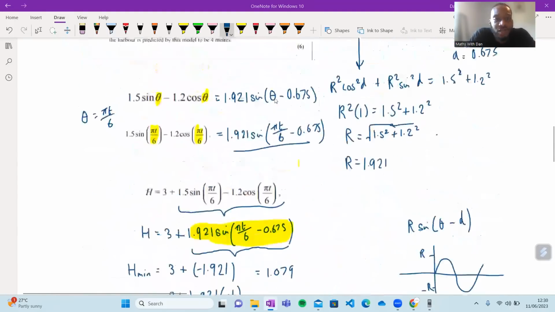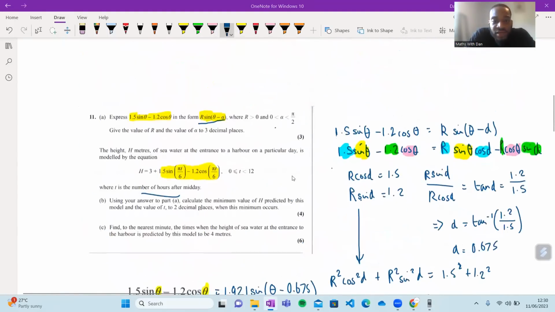So how many marks is this altogether? This was about 3 plus 4 is 7. 7 plus 6 is 13. 13 marks in an exam. Yeah, this is a good question.